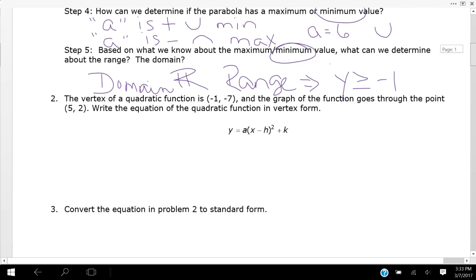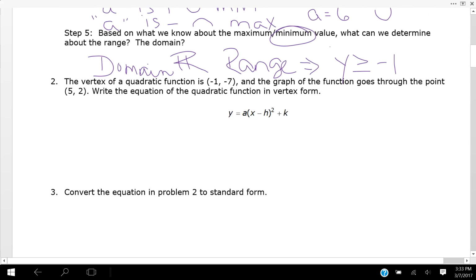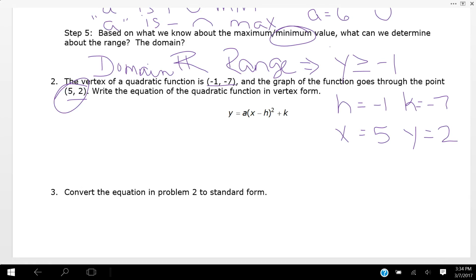Okay, now we're going to take a point and a vertex and write the equation. So I know that h equals -1, k equals -7, and I'm going to use this point right here, x equals 5 and y equals 2. Since h is -1, in my equation it's going to be plus, because it's minus a negative. I don't have a, so the first thing I'm doing is solving for a.